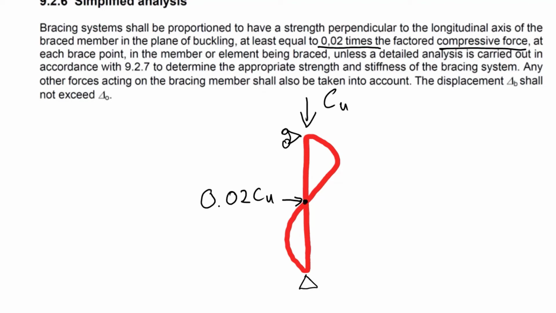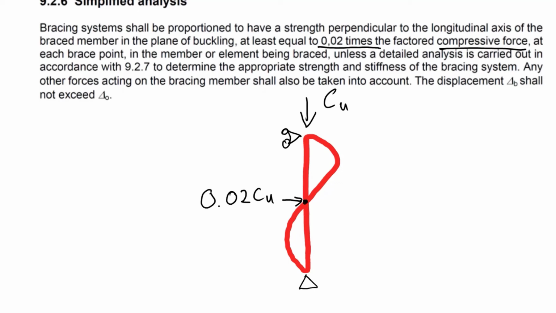In most cases, you don't really need to check this because the force is so low. However, when the force starts getting bigger, when Cu starts rising, this may be something you need to consider. And then in the clauses that follow, you'll actually see a detailed way of calculating what this 2% is, but this is a rough and ready approximation that you can use.